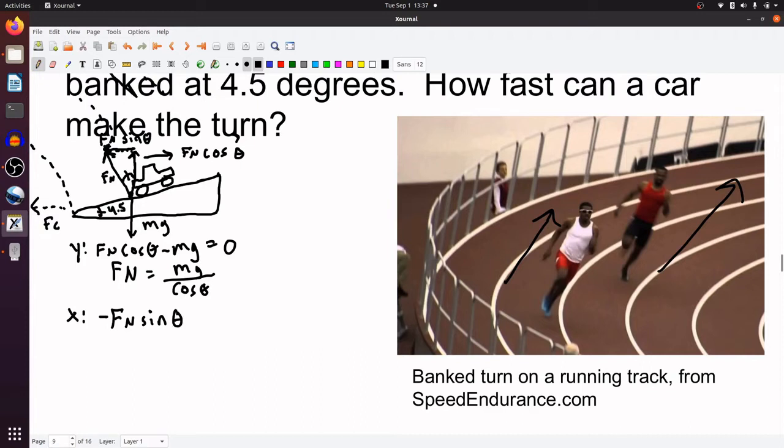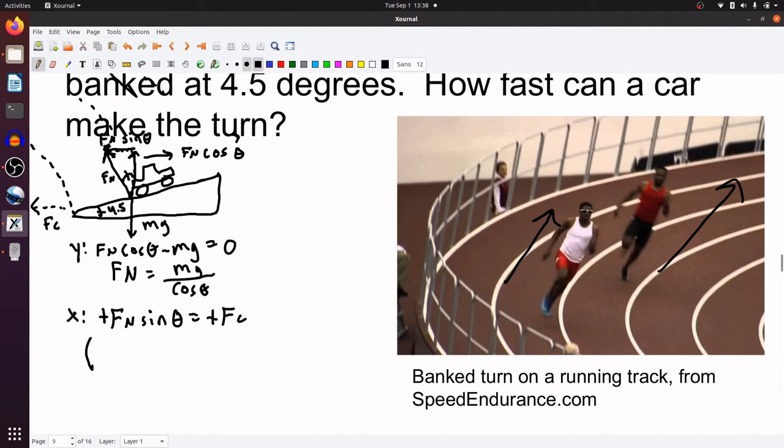And then for the x, we have a negative Fn sine theta. And then there's nothing else. And it's equal to a negative Fc since our net force is the centripetal force since we're moving at a constant speed. And it's the only force we can have. Well, we can make these both positives if we don't want to be negative. We don't want to be negative Nellies. We want to be positive porcupines because porcupines are cool.